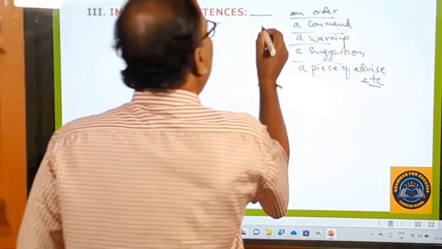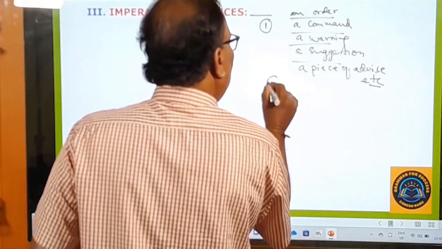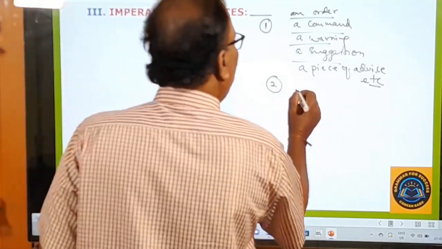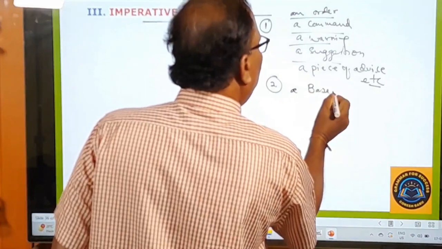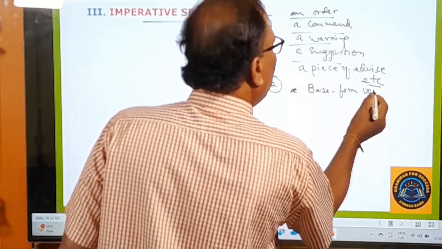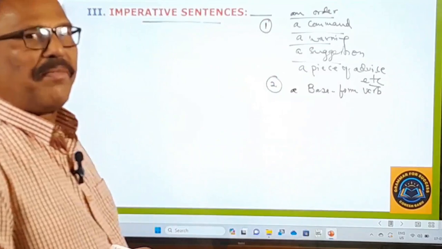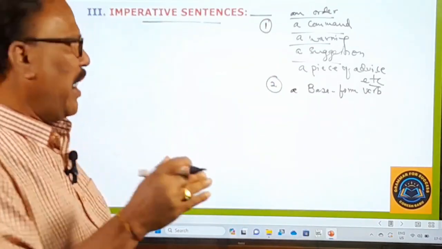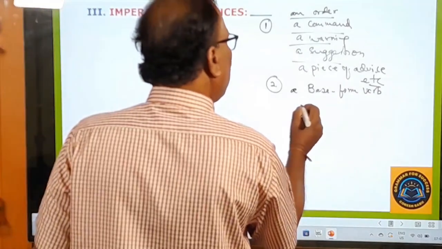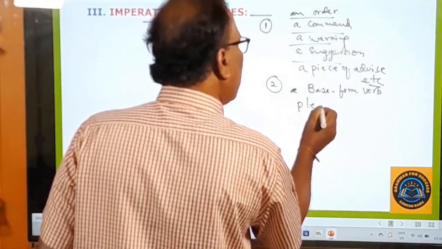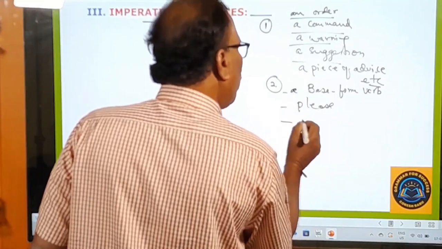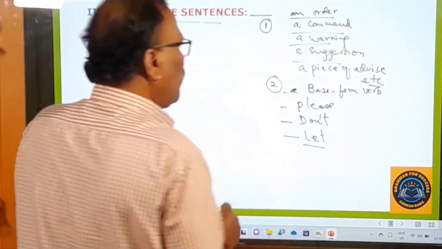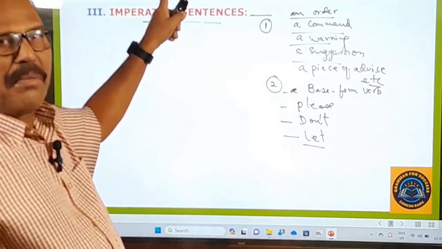And this is one feature of these imperative sentences. The second feature is these imperative sentences generally begin with a base form verb. Base form verb means the first form of the verb. The first form of the verb means the present tense form of the verb. And they generally begin with please. They also begin with don't. They also begin with let. This is another feature of these imperative sentences.